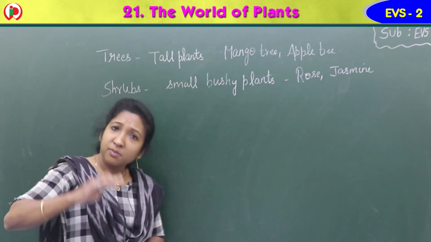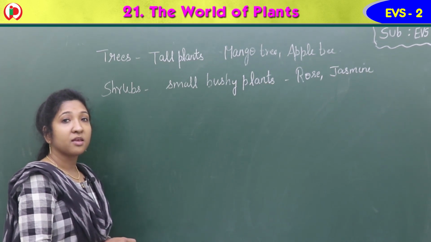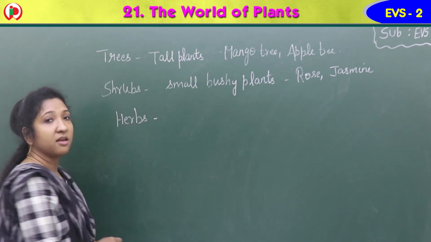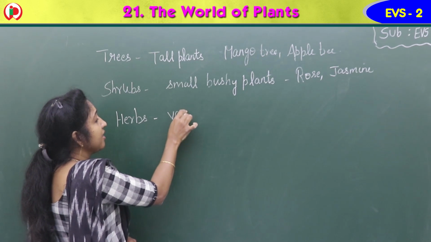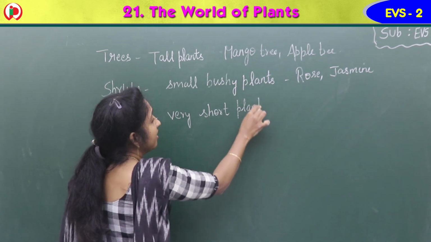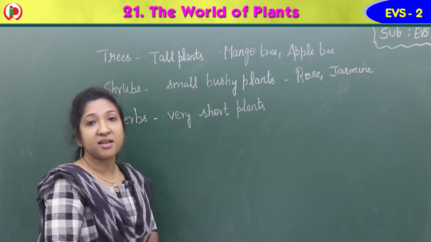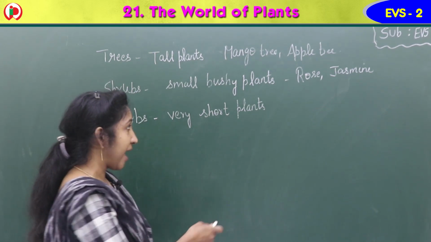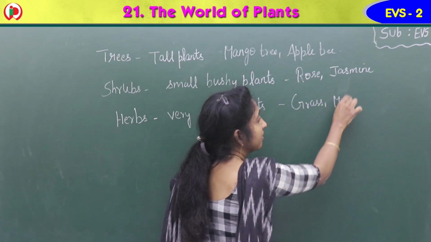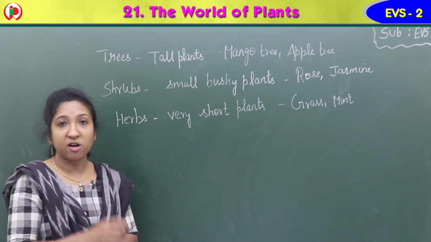Then we learned about very small plants or short plants. They are, yes, they are herbs, H-E-R-B-S, herbs. Very short plants, we say, very short plants are herbs. Examples, grass, mint, tulsi. They are all examples of herbs. They are very short or very small.